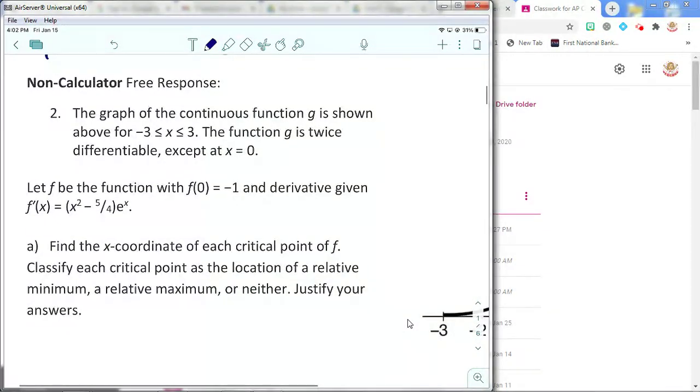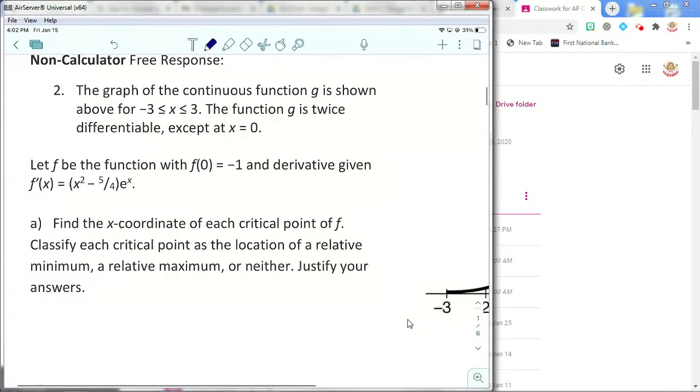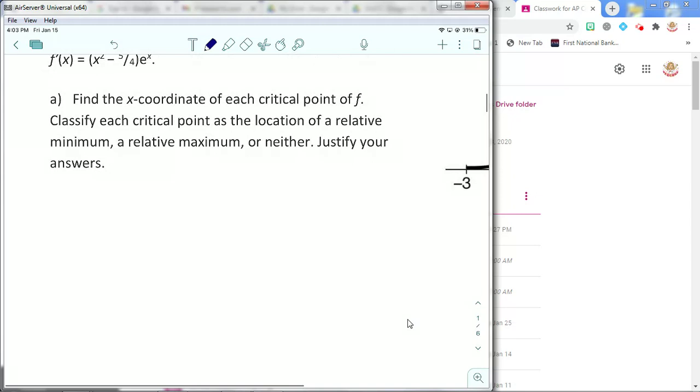All right, so we have the graph of the continuous function g, shown to the side, for x between -3 and 3, and the function g is twice differentiable except at x equals 0. Then we have a whole different function, f, where we know f of 0 is -1, and the derivative is given by that function. We want to find the x coordinates of each critical point for f. So right now we're going to ignore g. We're not going to use it. Then we're going to classify each critical point as the location of a relative max, min, or neither, and we're going to justify our answers. So we have a lot to do.